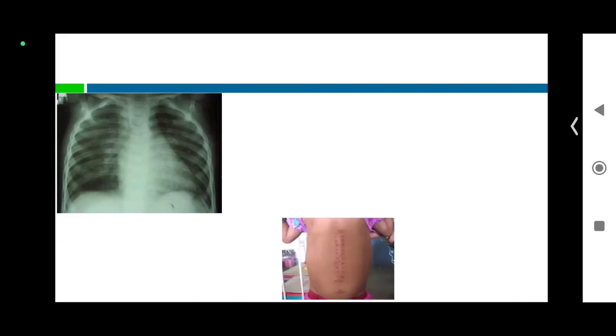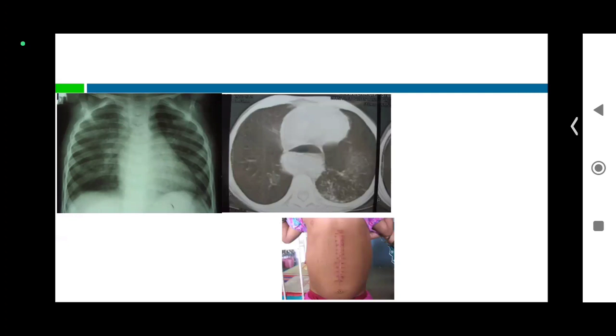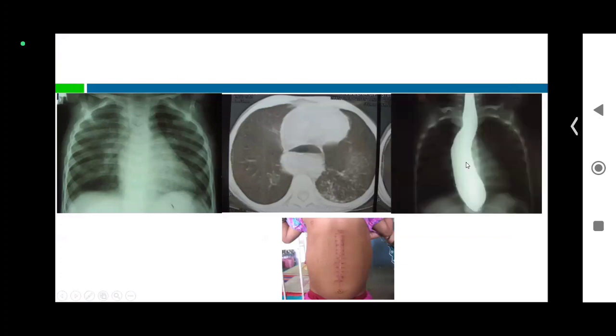This is a child who came with recurrent vomiting. They did the CT, they didn't know what it was, and then sent to us. This is a CT film. You are able to see some amount of pneumonia here. But what is this big round shadow with the air fluid level? It is nothing but your dilated esophagus. So we went the other way.